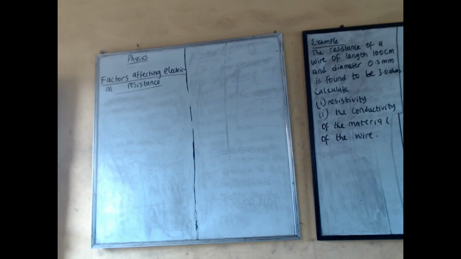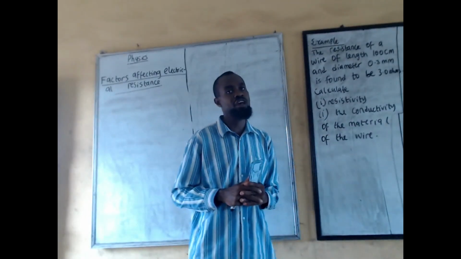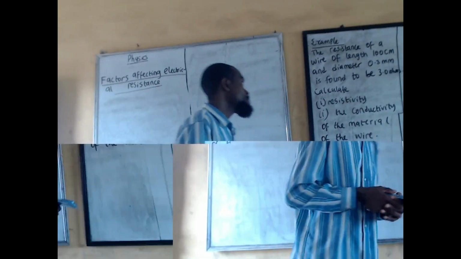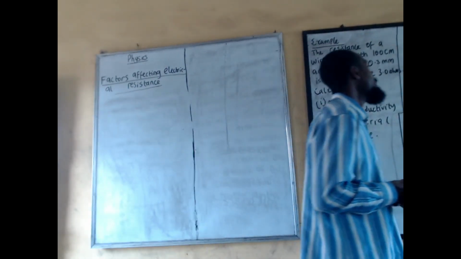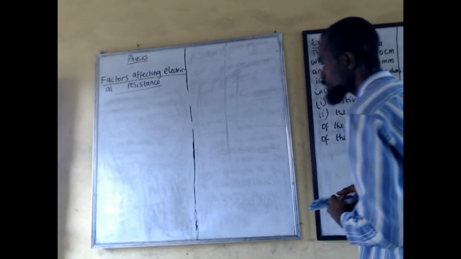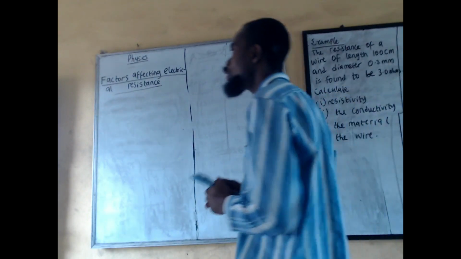Now here is another question on board, still on factors affecting resistance of a conductor or a wire. And we already know the formula. R equals rho L over A. Am I correct? Rho L over A.